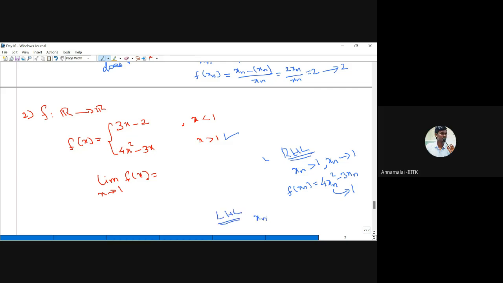Now, what is the left hand limit? If you take any sequence xn which is less than 1 and xn converges to 1, now what is f of xn? It is 3xn minus 2. 3 minus 2 is 1. This converges to 1. Therefore, both the right hand limit and left hand limit exist and are equal. Therefore, that number is the limit. Therefore, the limit as x goes to 1 of f of x is 1. Okay, good. Now, maybe I will ask some more. We ask some more problems and then we can solve them.